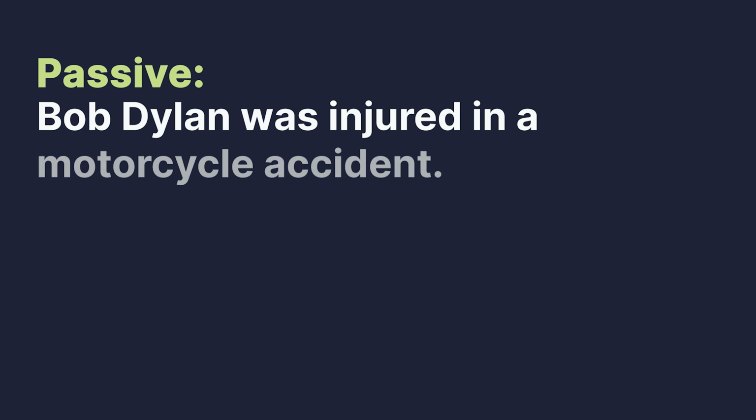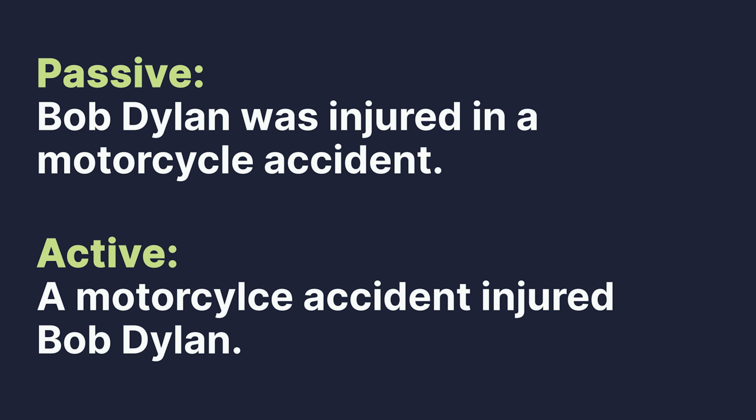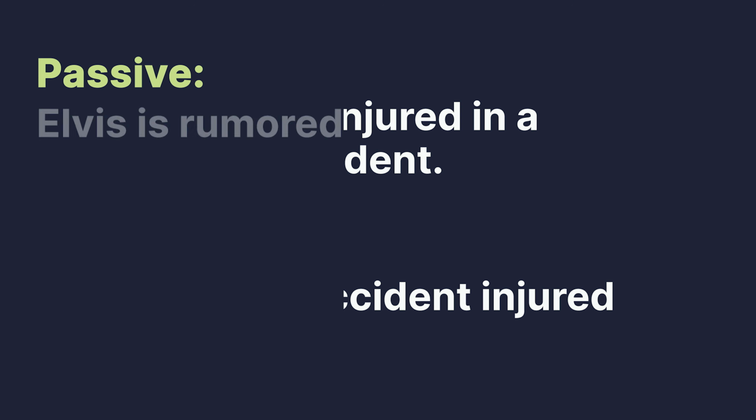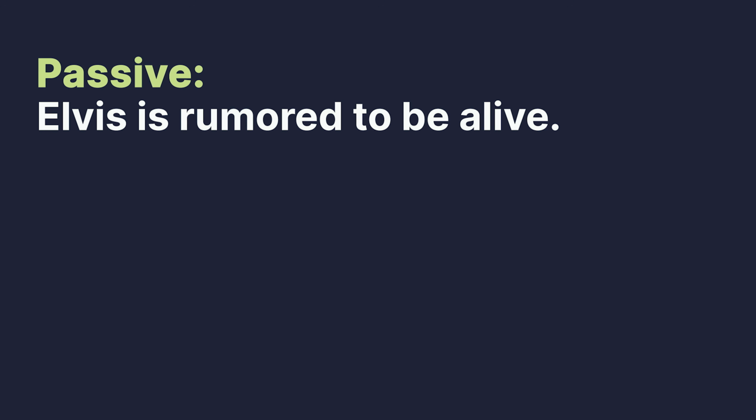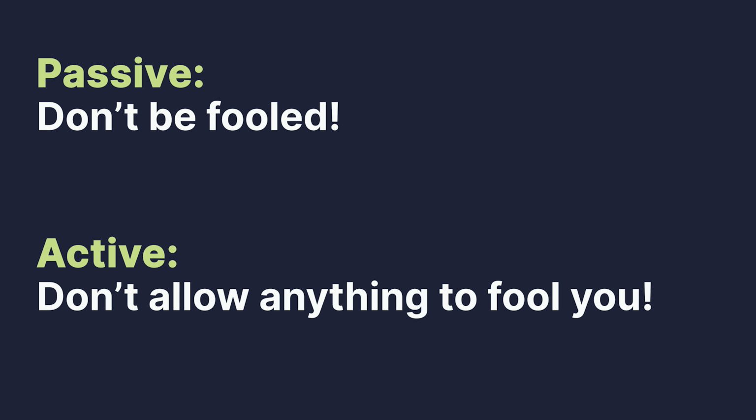recipient of the action. In each of these sentences I'm about to read, the passive voice is natural and clear for one of the reasons I previously shared. Passive, Bob Dylan was injured in a motorcycle accident. Active, a motorcycle accident injured Bob Dylan. Passive, Elvis is rumored to be alive. Active, people rumor Elvis to be alive. Passive, don't be fooled. Active, don't allow anything to fool you.